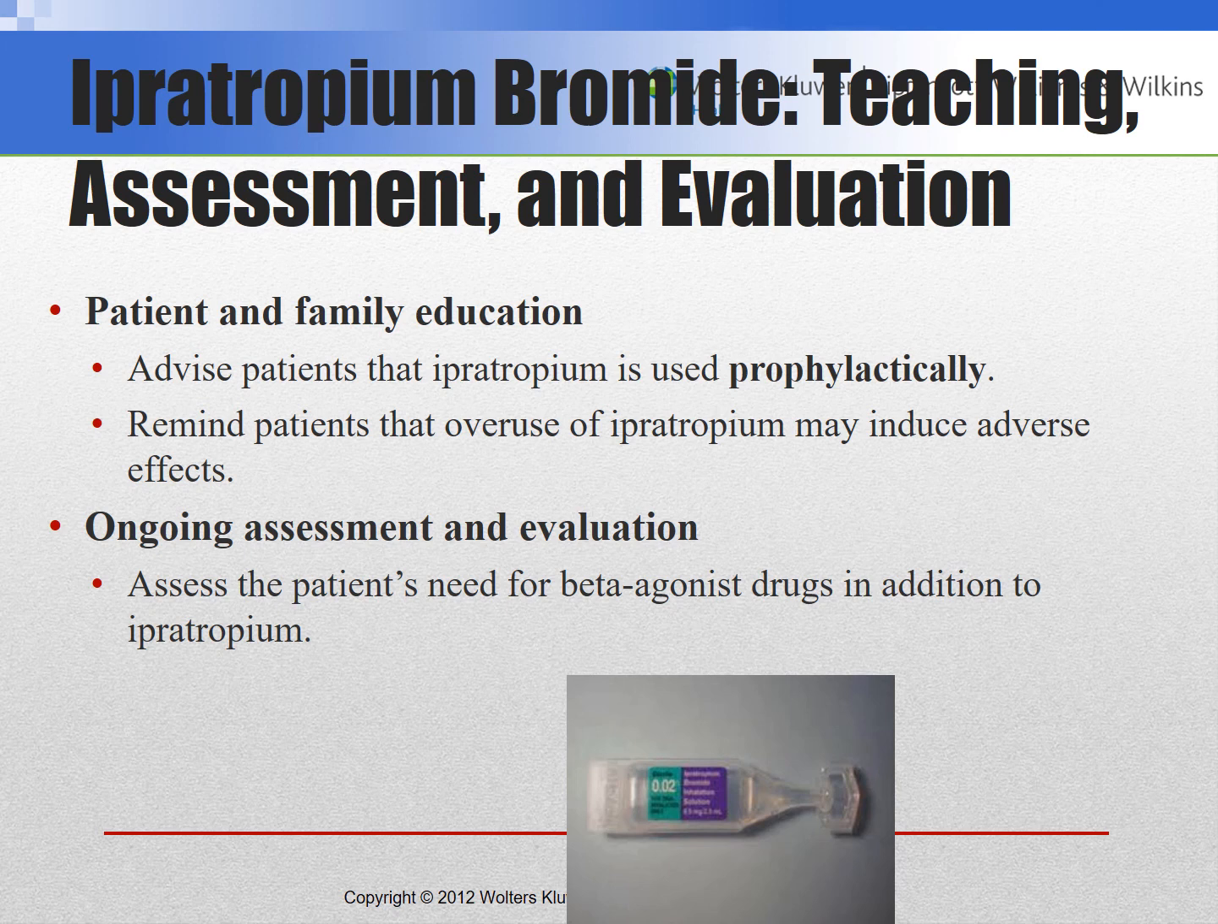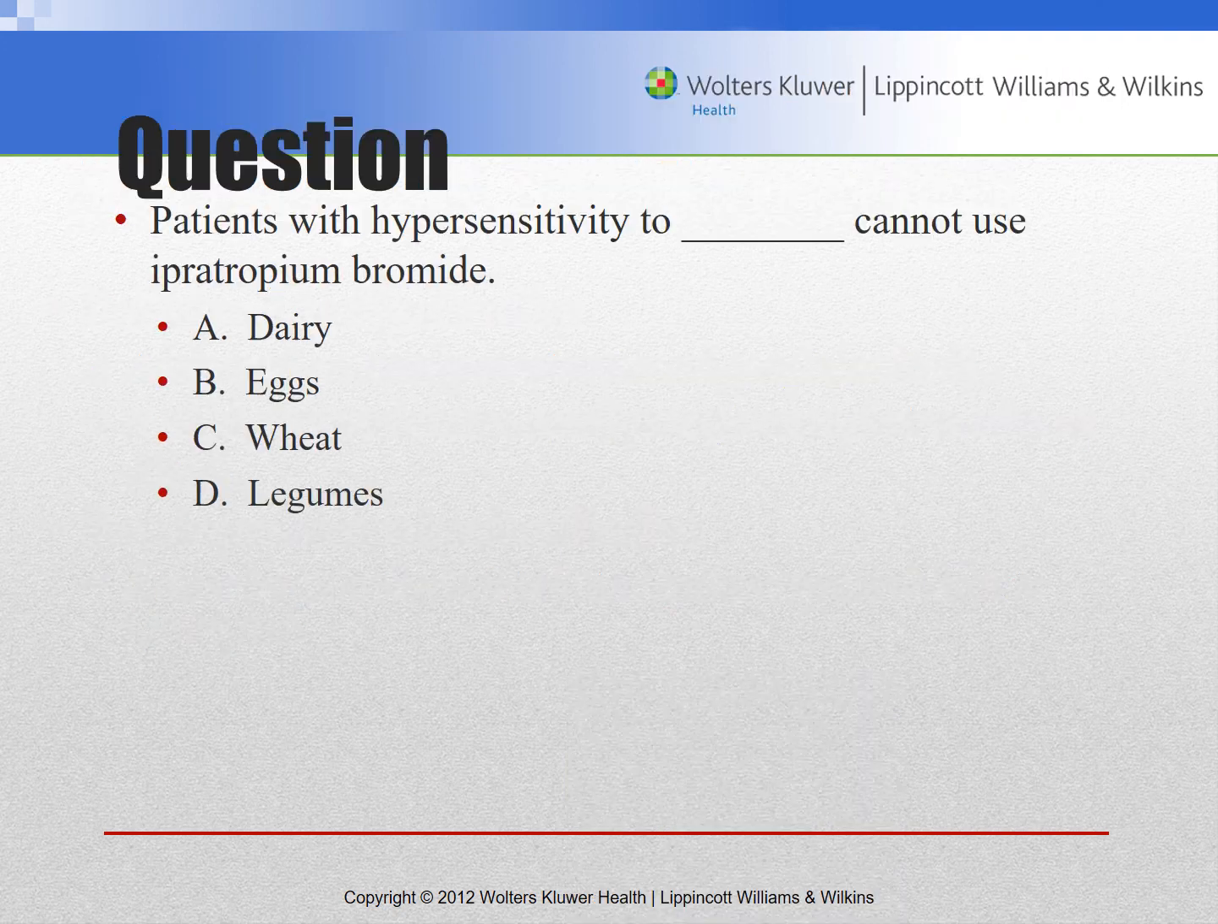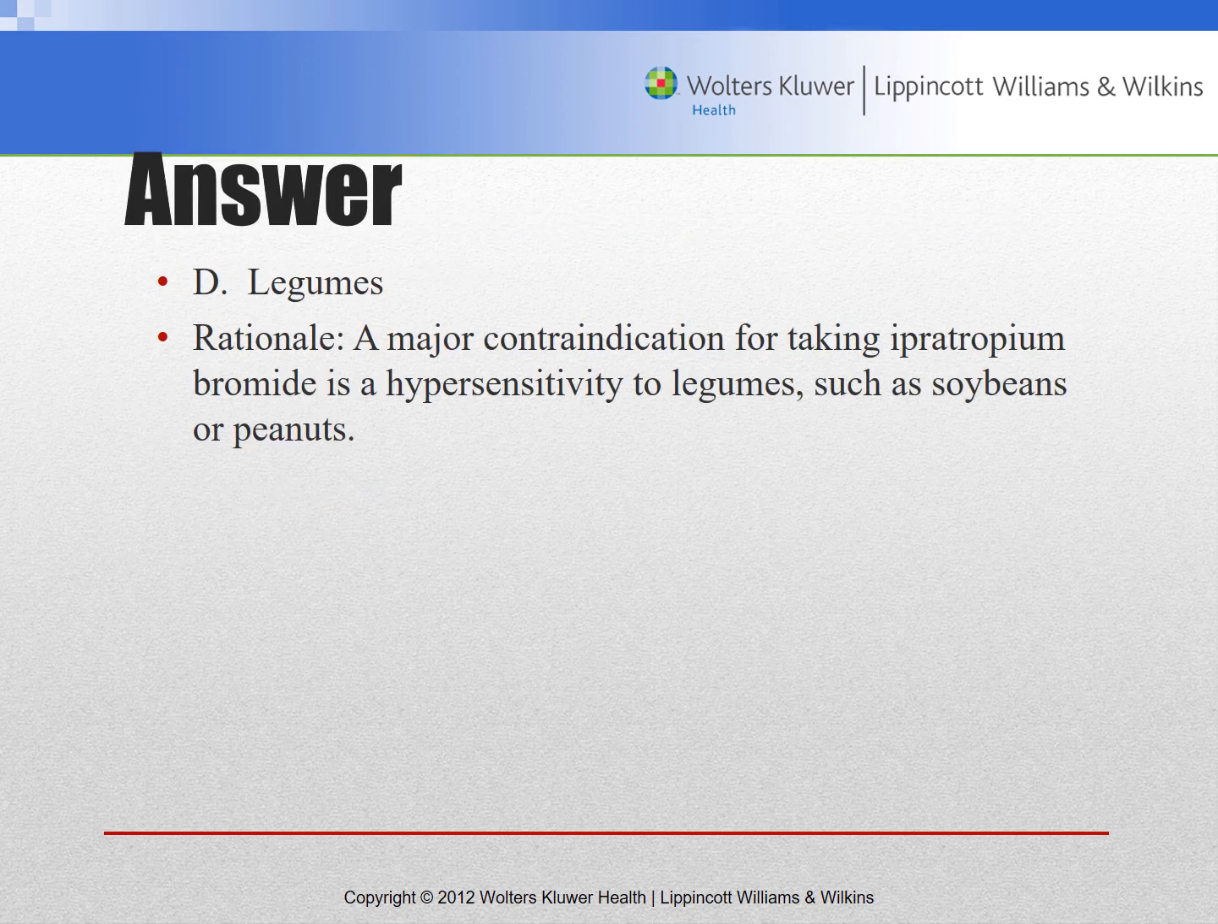If it's given in an inhaler form, it's in the form of what we call Combivent, which used to be in an MDI, but now it's given as what's called a Respimat, which is just a different delivery device. So patients with a hypersensitivity to blank cannot use ipratropium, and that would be legumes, such as soybeans and peanuts. Those patients should not be given ipratropium.